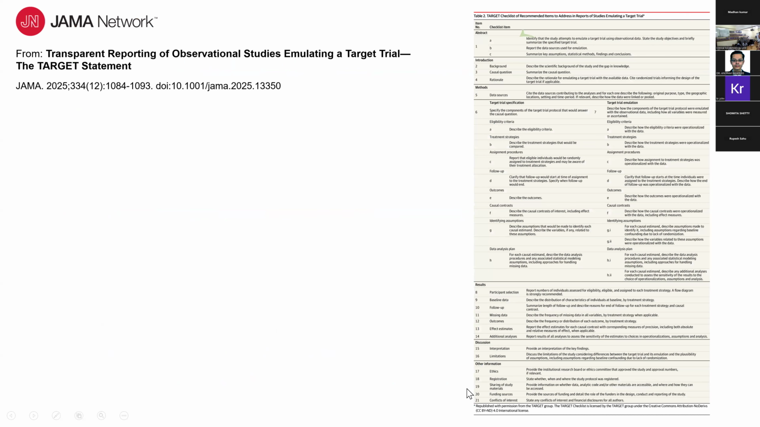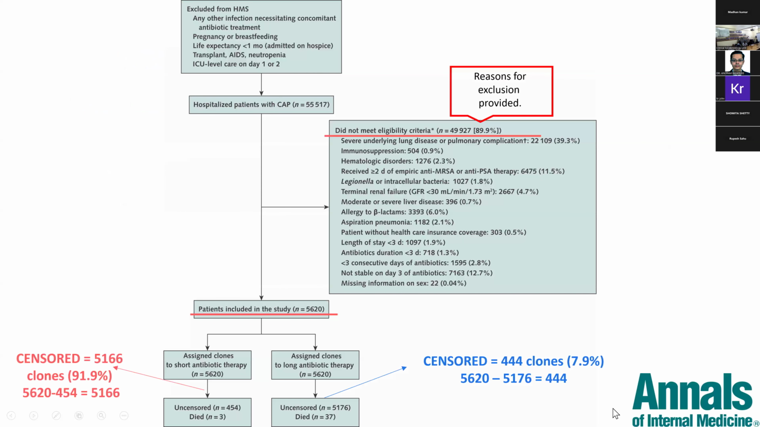Now we are coming to results. Report numbers of individuals assessed for eligibility, eligible, and assigned to each treatment strategy. They have drawn a flow diagram. So let's look at the flow diagram. Sorry, the top part got cut off.